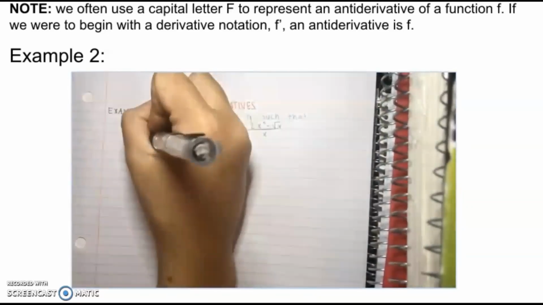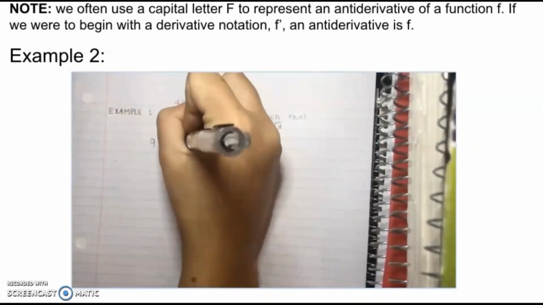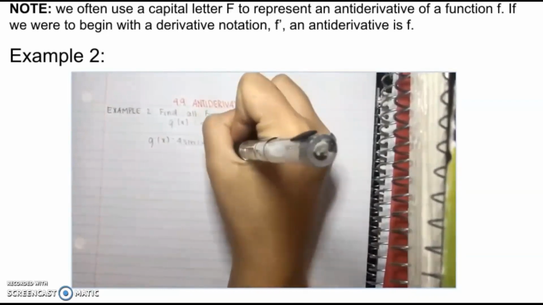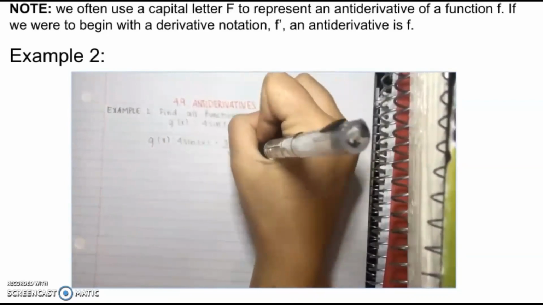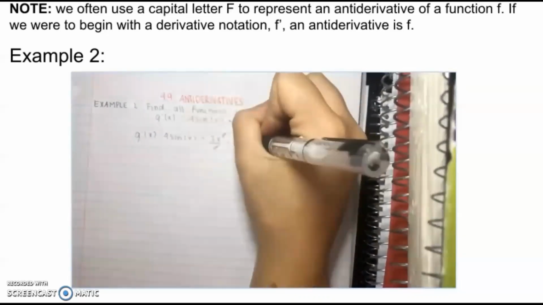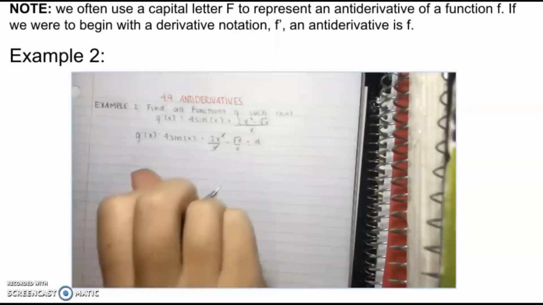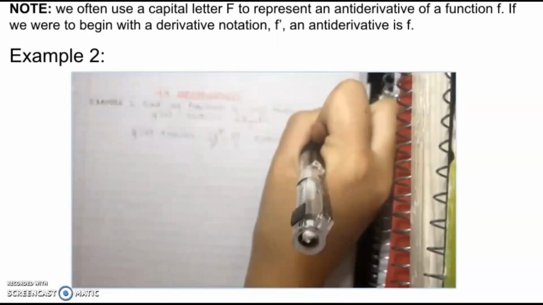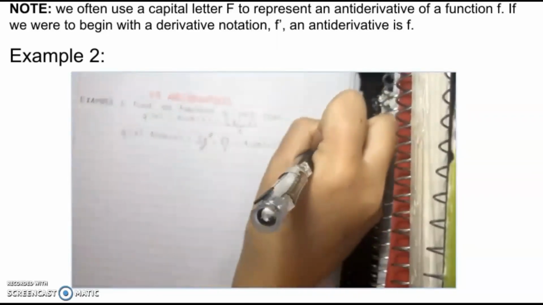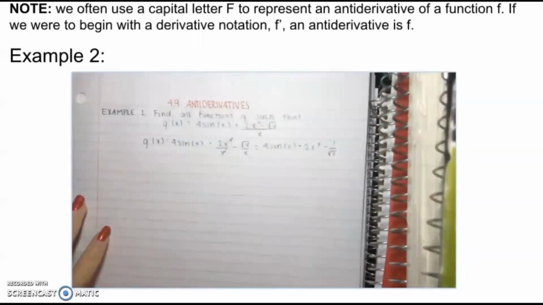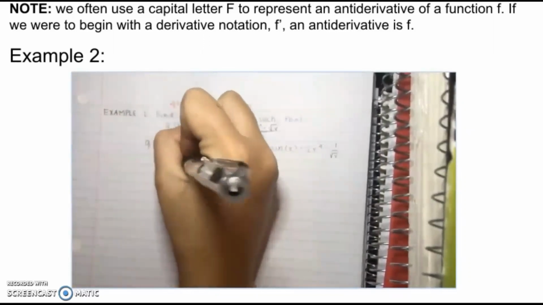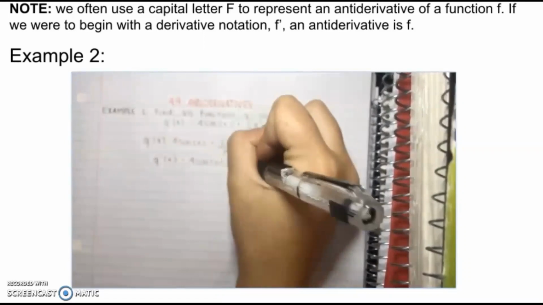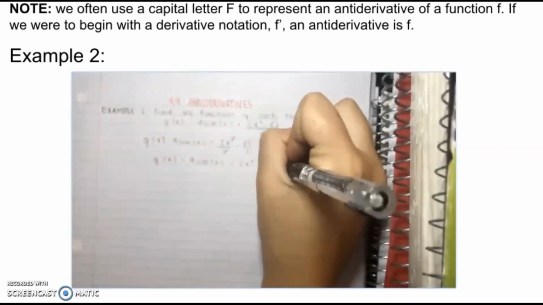So we can rewrite this as g prime of x equals 4 sine x plus 2x to the 5th over x minus square root x over x. Cancel some of these, and we will get 4 sine x plus 2x to the 4th minus 1 over square root x. Now, again, to simplify and rewrite, we write g prime of x equals 4 sine of x plus 2x to the 4th minus x to the negative 1/2.